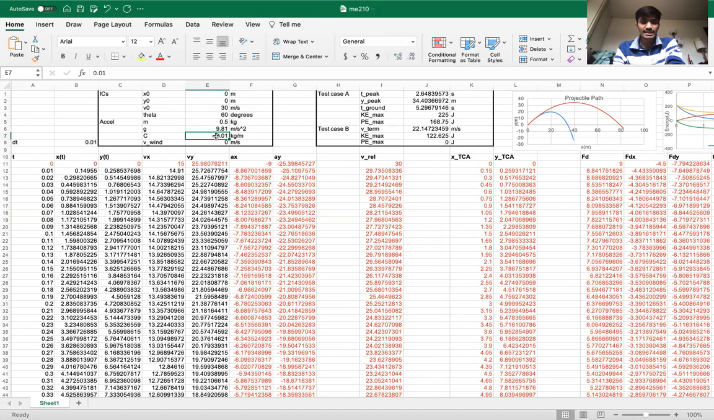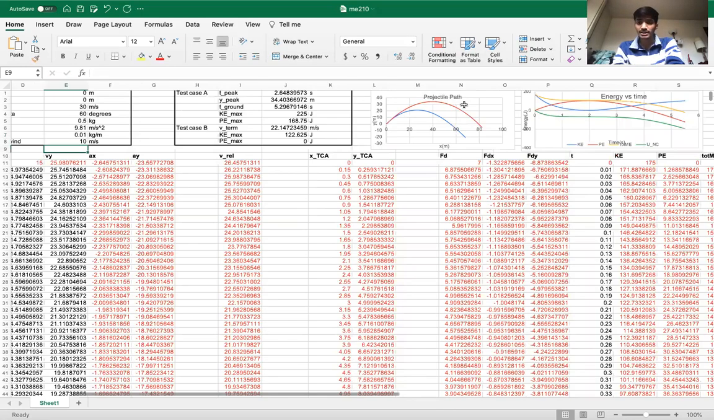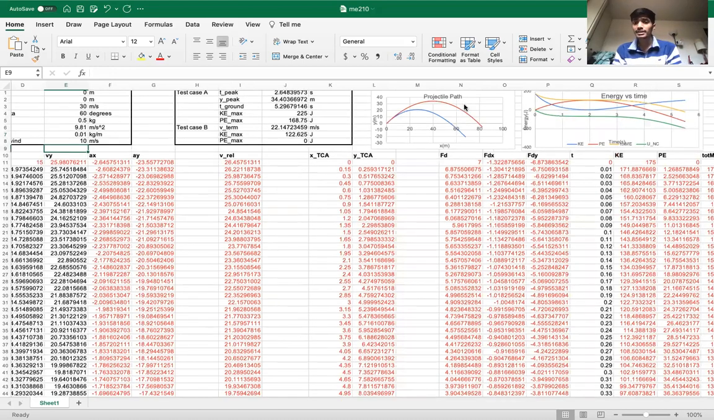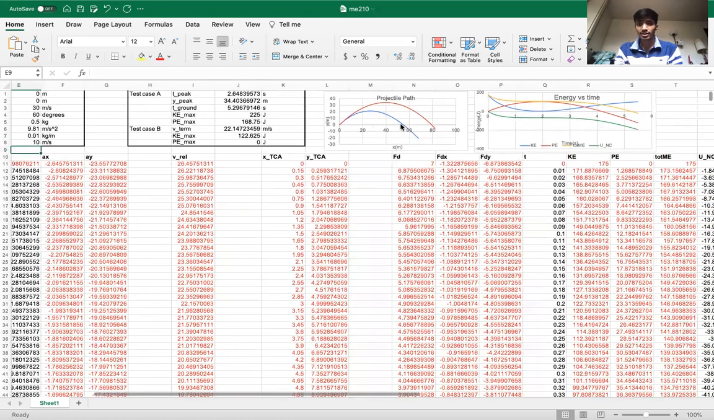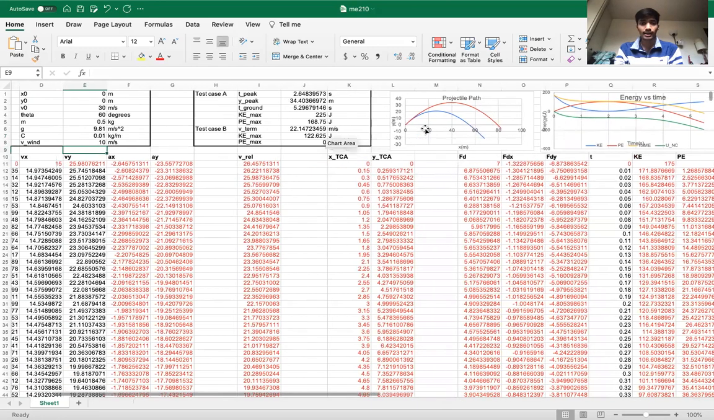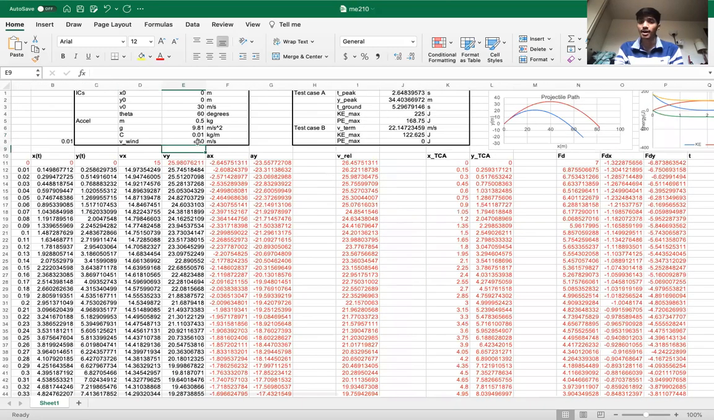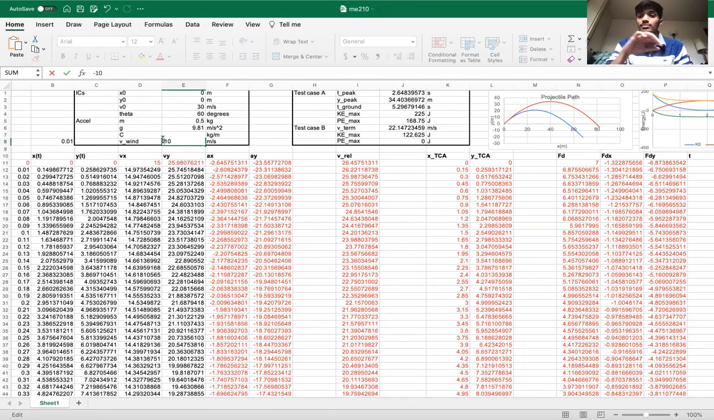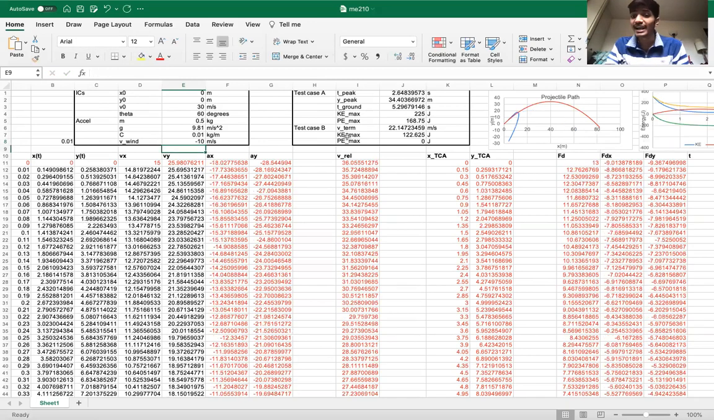For test case D, we have to include some wind speed. Including wind in the direction of the motion will increase the horizontal distance, which is shown in the graph over here. And finally, for test case E, the wind opposes the direction of the ball movement. So we are going to put negative 10.